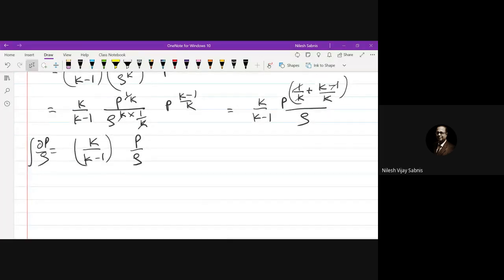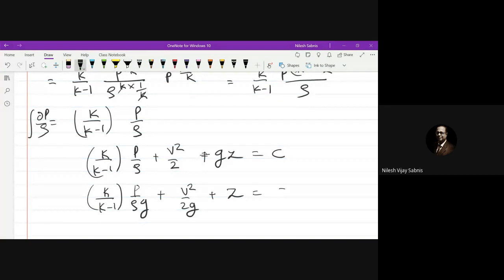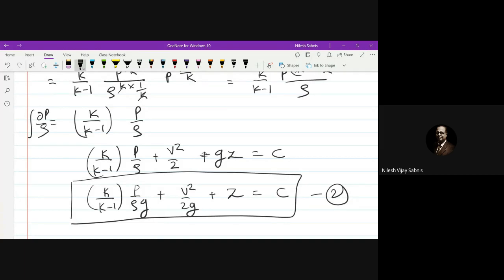So putting that value in the Bernoulli's equation, what you will get? K upon K minus 1 P by rho plus V square by 2 plus gZ is equal to constant. So dividing by g, what you will get? K upon K minus 1 P by rho g plus V square by 2g plus Z is equal to constant. So this is the second equation of Bernoulli's for the adiabatic process.